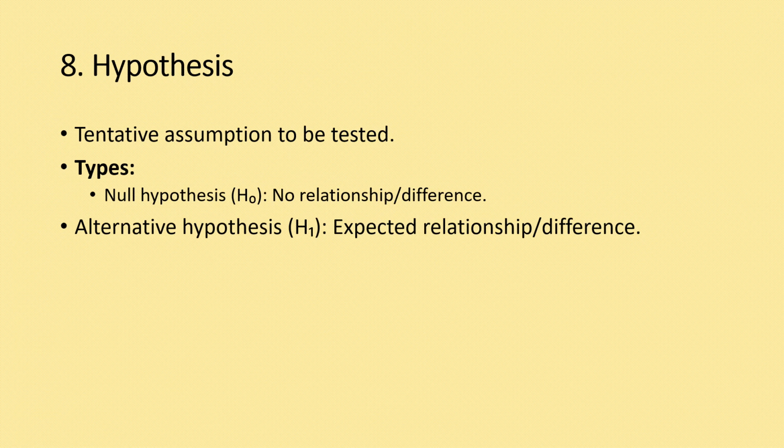Hypothesis. A hypothesis is a tentative assumption to be tested. There are two types of hypothesis. One is the null hypothesis, symbolized as H0: no relationship or no differences. Whereas the alternative hypothesis, symbolized as H1, is the expected relationship or differences.